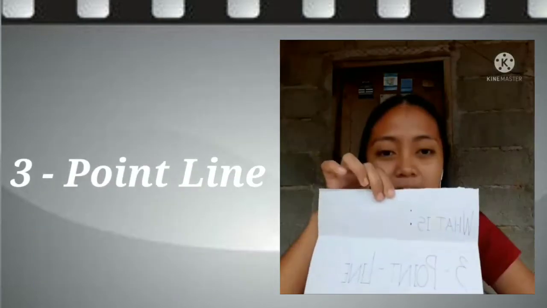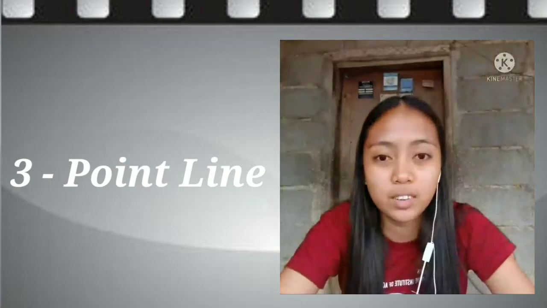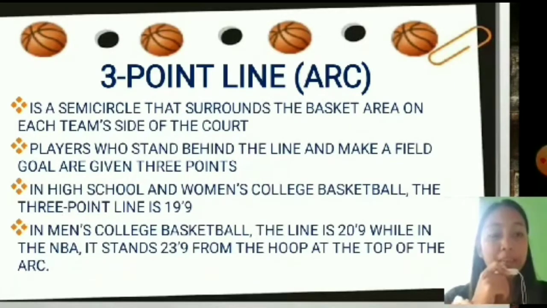My topic is all about what a three-point line is. The three-point line is a semicircle that surrounds the basket area on each team's side of the court. Players who stand behind the line and make a field goal are given 3 points.